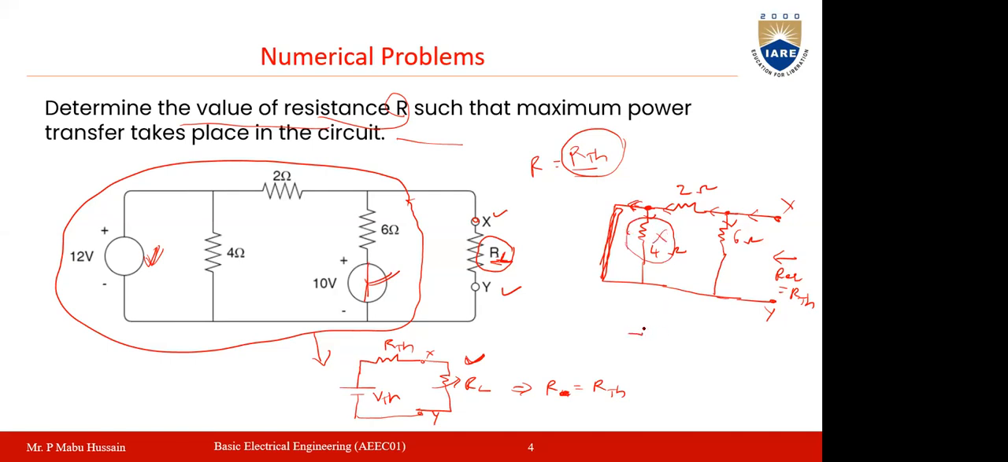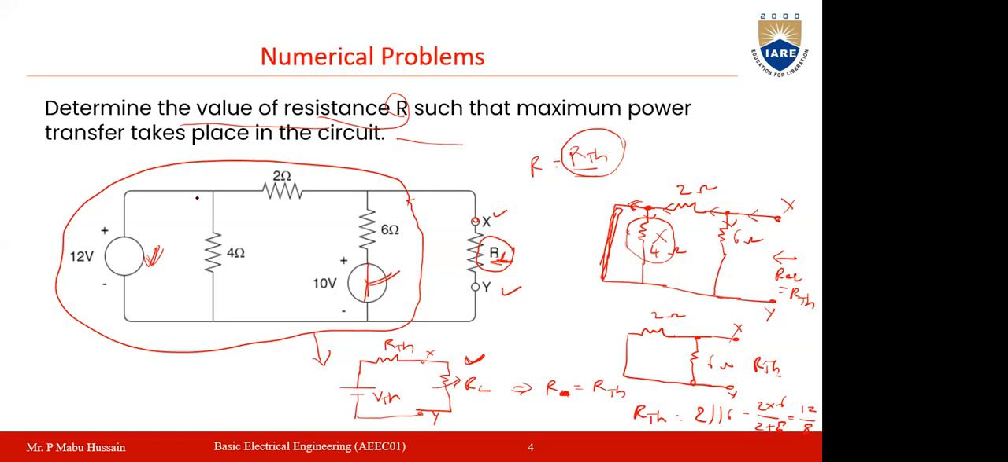So you need not consider this 4 ohms here. Your circuit will be simply this 2 ohms and this 6 ohms. Now the equivalent resistance between these XY terminals will be your R Thevenin. Between these 2 points, these two are in parallel, so 2 is in parallel with 6. So 2 into 6 by 2 plus 6, that is 12 by 8. This is your R Thevenin value.